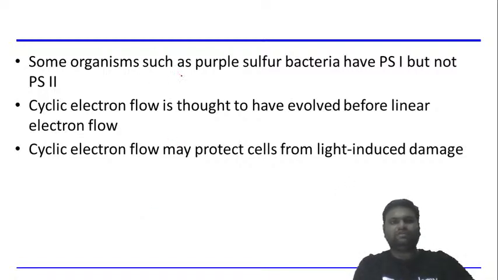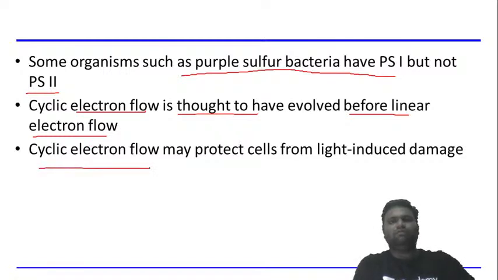So some organisms such as purple sulfur bacteria have photosystem 1 but not photosystem 2, and cyclic electron flow is thought to have evolved before linear electron flow. Cyclic electron flow may protect cells from light induced damage.